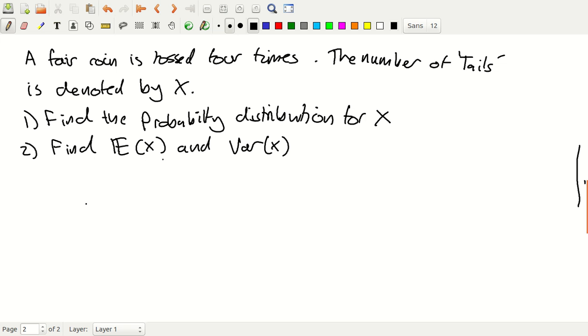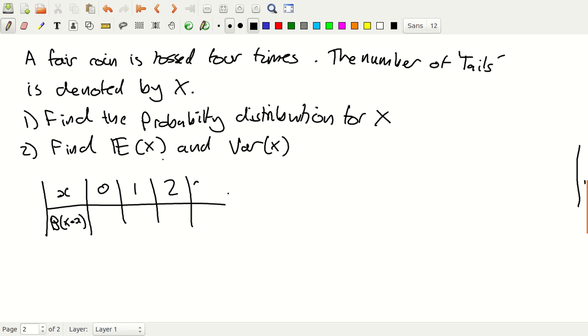To find the probability distribution, that's the little table we had before where you have the possible values of the random variable, which I'll denote with little x, and then the probability that capital X equals that particular value underneath it. So you could get no tails, 0, or 1, or you could get 2, or you could get 3, or I suppose you could get 4.